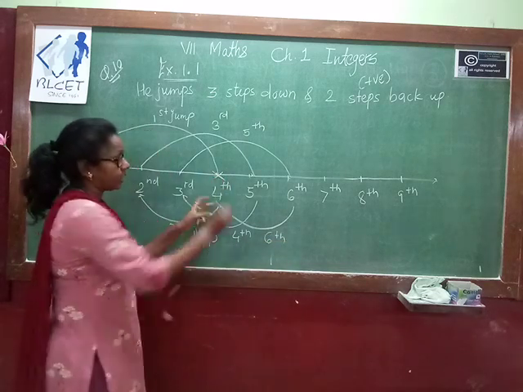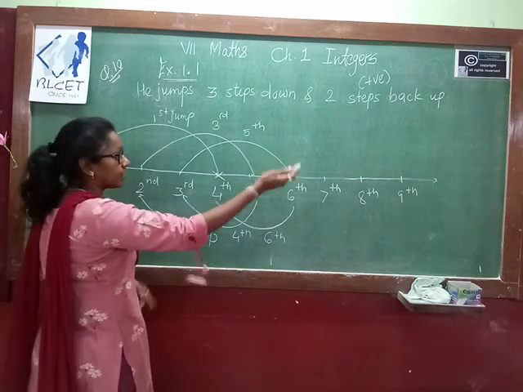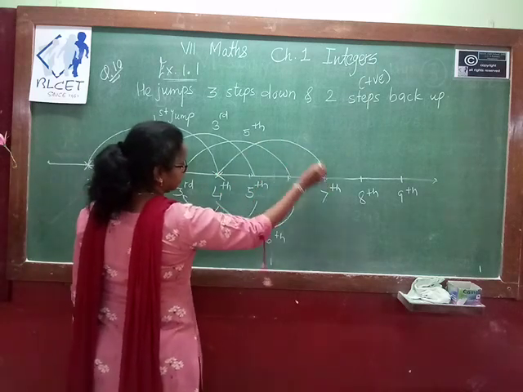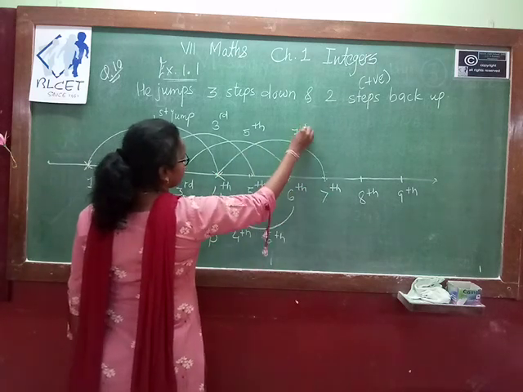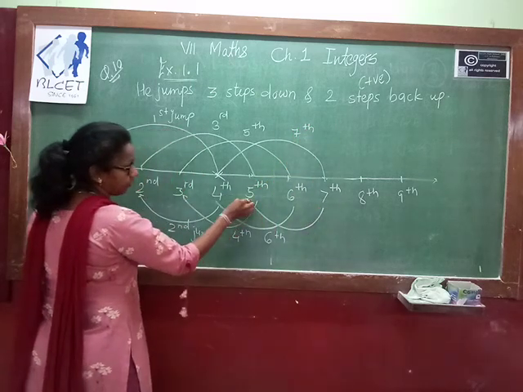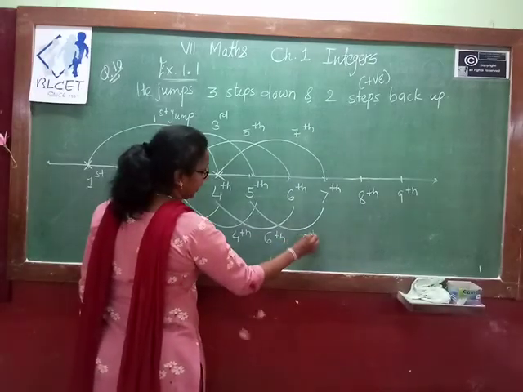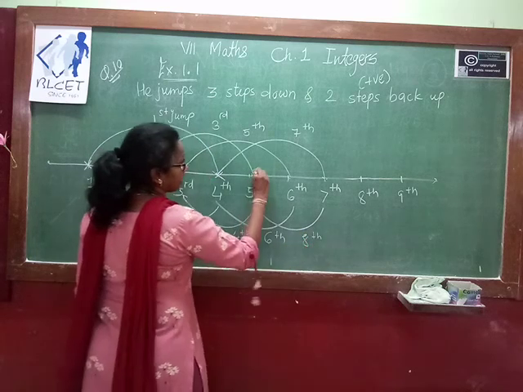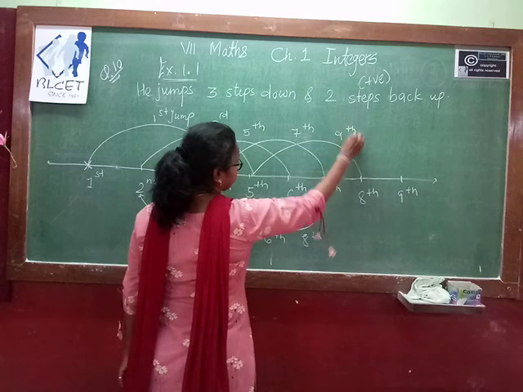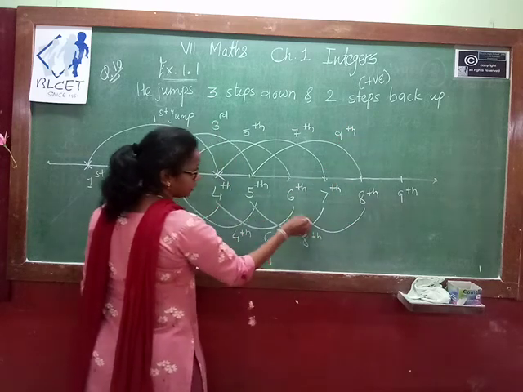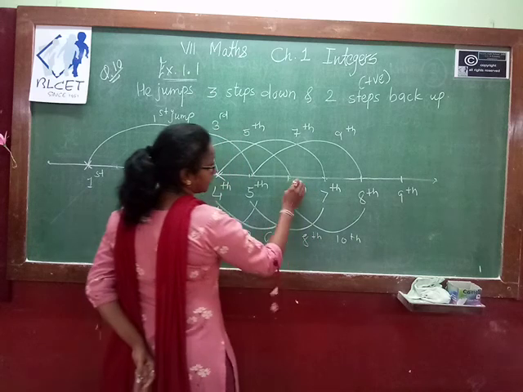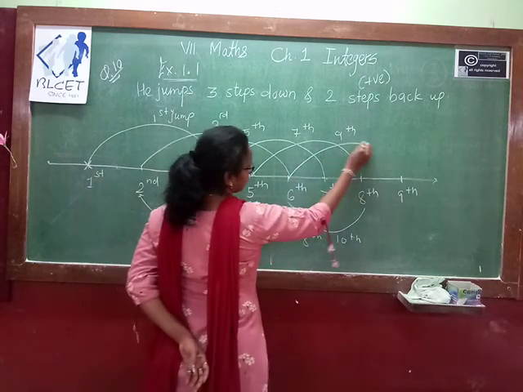Now the monkey is over here at 4 steps. Again 3 jumps. So it reaches the 7th step. So this is your 7th jump. From 7, 2 steps backward. So at 5th. So this is your 8th jump. From here again 3 jumps. So 9th step. From here 2 steps back. So at 6. So this is the 10th jump. From 6, 3 steps again.